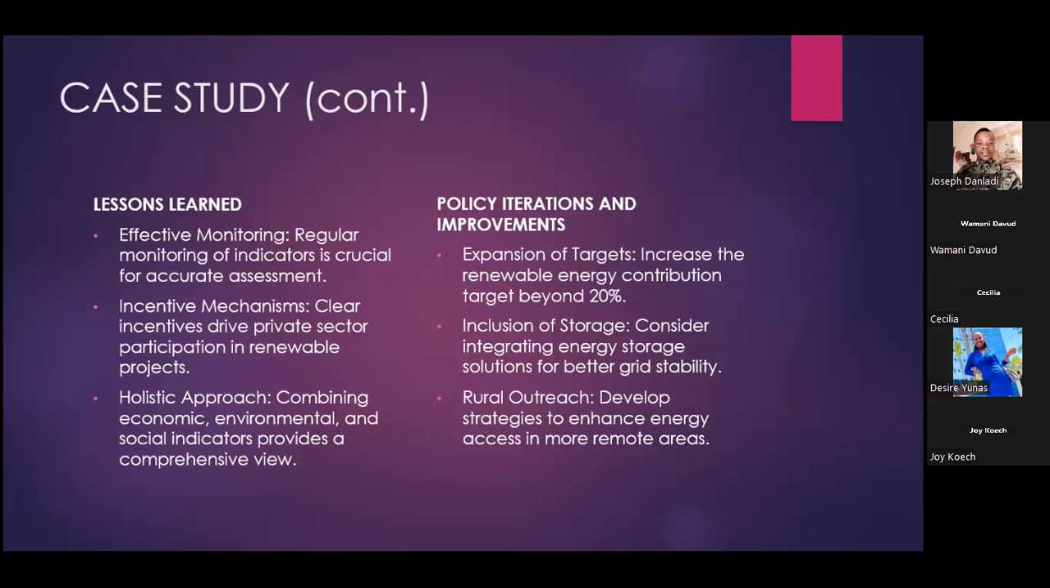What are the policy iterations? The expansion of our targets, inclusion of storage. That means we have not only moved on renewable energy, we are now thinking of storing this energy, what that means for our communities, what that means also as a source of diversification of our GDP. And rural and remote areas outreach means they also get to have access to energy as we are improving and working on this project.